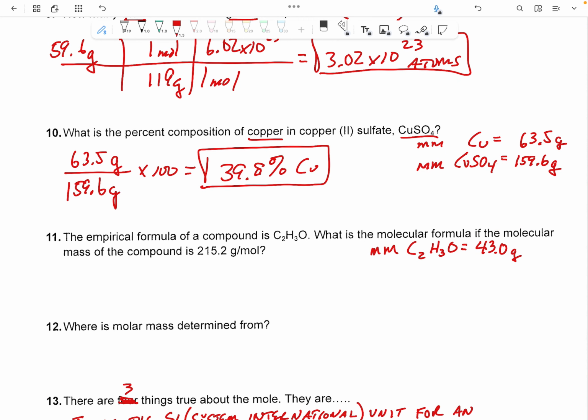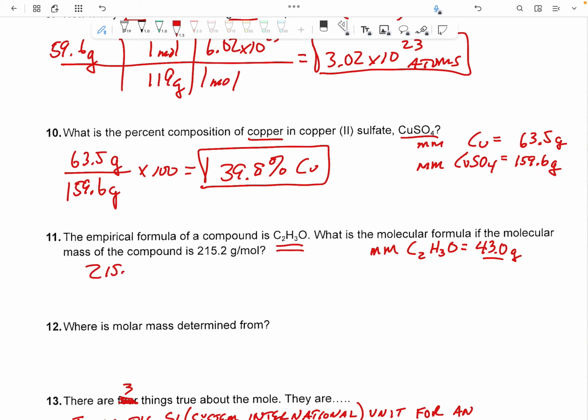Number 11, the empirical formula of the compound is C2H3O. What is the molecular formula, if the molecular mass of the compound is 215 grams per mole? So the first thing you have to do is calculate the molar mass of your C2H3O, and it's 43 grams. It's kind of rounded there. So you're going to take that and divide that number, 43.0, divided by 215.2 grams, oops, wrong way, sorry, 215.2, other way, guys. That was percent composition I was trying to do.